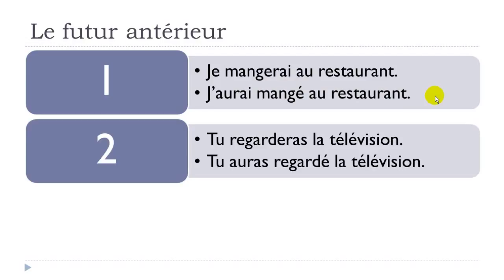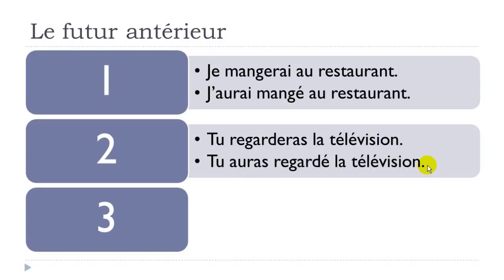Second example, if we take the sentence, tu regarderas, regarder is to watch, la télévision. Tu auras regardé la télévision. So this is the same structure at the futur antérieur. What can we see? We can see avoir one more time, and it's at the future tense. And then here we can see that we've got the participe passé form.